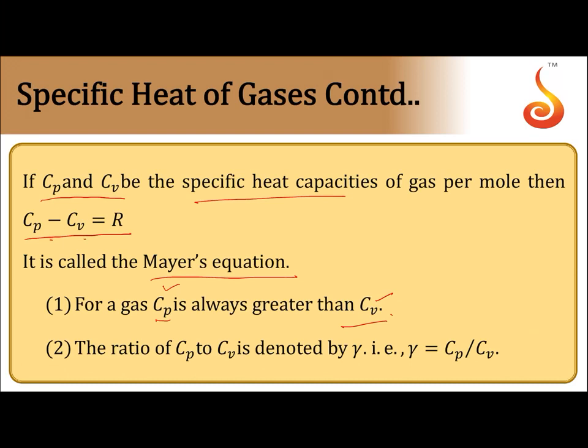So Cp minus Cv is equal to R. This itself says Cp is greater than Cv. Then the ratio of specific heats, Cp to Cv, is denoted by gamma. Gamma is equal to Cp by Cv. So gamma is called the atomicity of the gas.